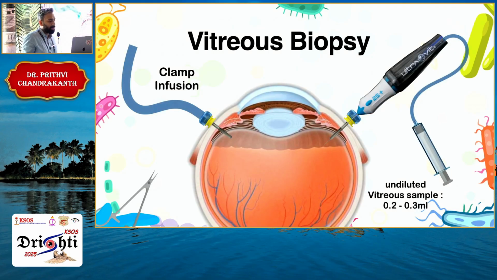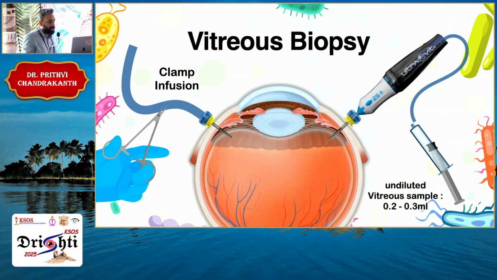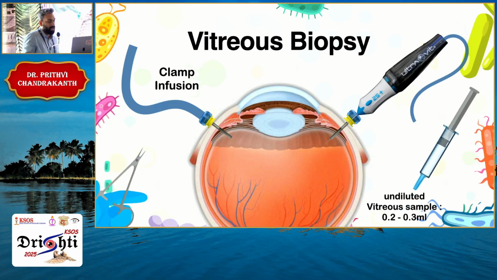If you are anyway going to do a pars plana vitrectomy, always do a vitreous biopsy before you start the infusion. So always clamp the infusion and then do a vitreous biopsy. A 0.2 to 0.3 ml sample has to be taken, and once that is done, you can start the infusion, and then you can do the core vitrectomy.